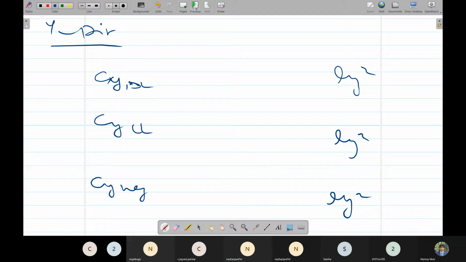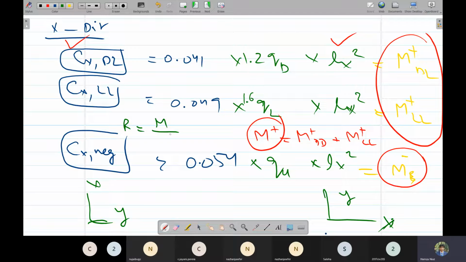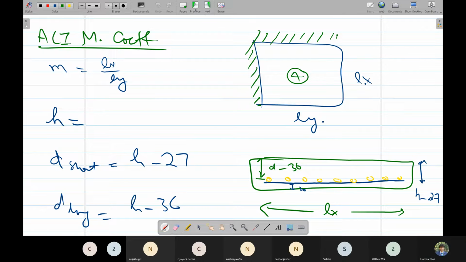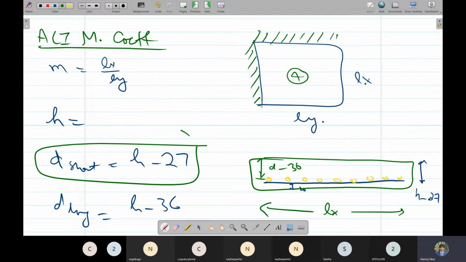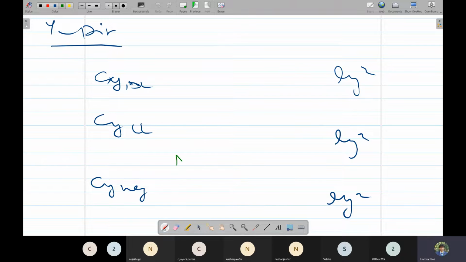And when we use R equal to M over BD square, in the x direction we would use D short. You use this D short in the x direction. And this D long we would use in the y direction. This would also be here in M over BD square, using D long.